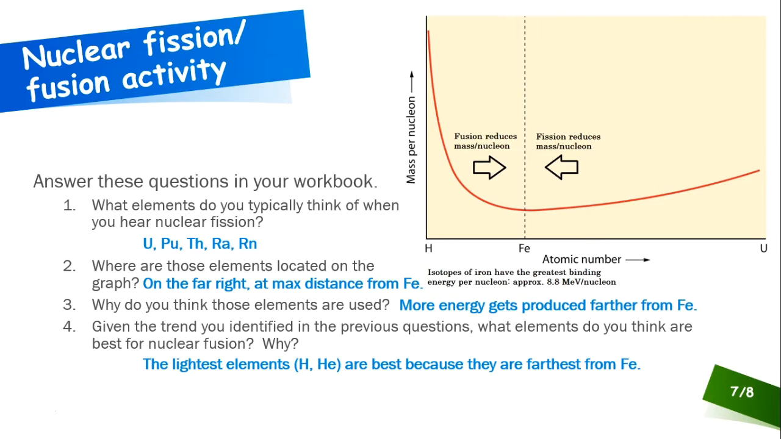And that's why for fission, we use the heaviest elements that we can find, which are around uranium. And then for fusion, we use the lightest elements that we can find, which are like hydrogen and helium, because these are the furthest away from iron.